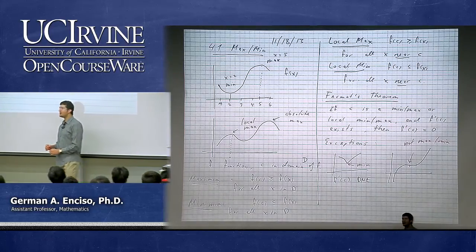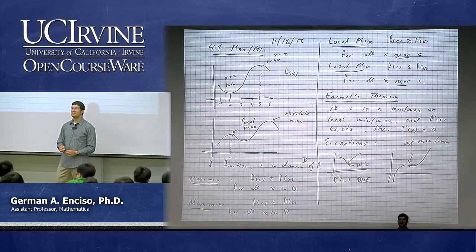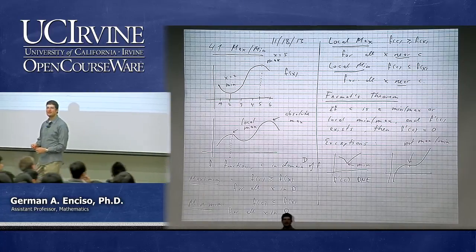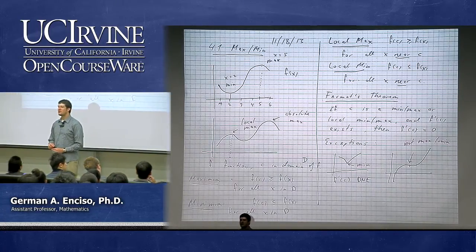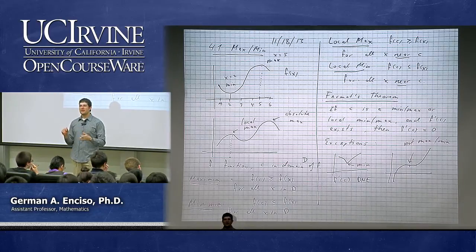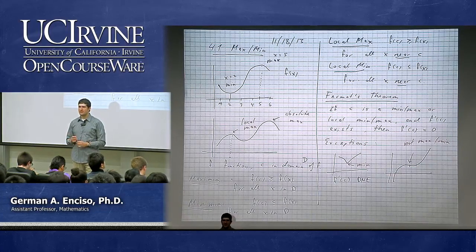Let's see, is Jesse here? Yeah. Jesse, what do you think is going on? It's a point of inflection. It's a point of inflection, that's right. So the function goes like this, it becomes flat, and then it goes up again. Does that violate the theorem? It's not a min or max. So no. It's not a min or max, exactly.